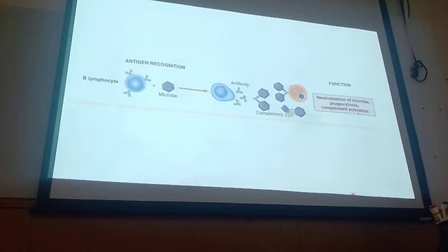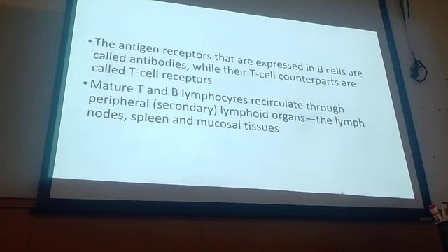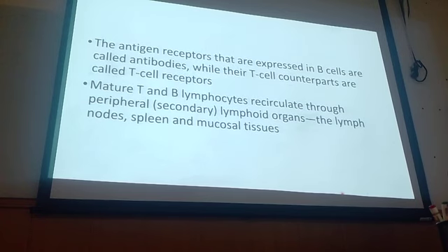The antigen receptors that are expressed in B cells are called antibody, while their T cell counterparts are called T cell receptors. Mature T and B lymphocytes recirculate through peripheral or secondary lymphoid organs, for example, lymph nodes, spleen, and mucosal tissue. So, where were the primary lymphoid organs? It was bone marrow for B cells and thymus for T cells. But we have peripheral or secondary organs such as lymph nodes, spleen, and mucosal tissue.